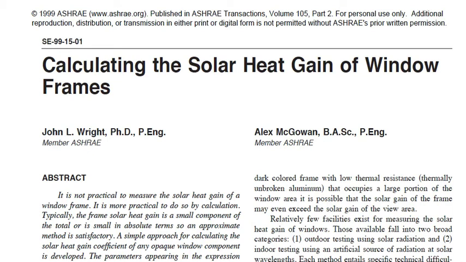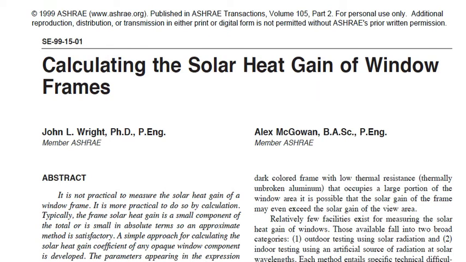In this brief video, I will talk about the derivation of the solar heat gain coefficient for frames of windows and other fenestrations. This is a paper that's published in ASHRAE Transactions, Volume 105, Part 2. This was published in 1999.